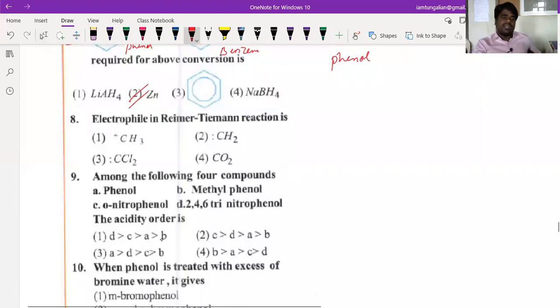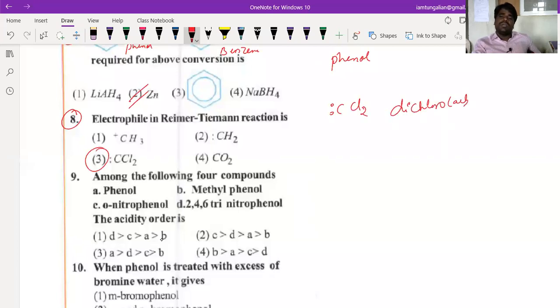See, question number 8, beta: electrophile in Reimer-Tiemann reaction. I already told you what the Reimer-Tiemann reaction is, beta: reaction of phenol with chloroform or carbon tetrachloride. What is the electrophile, beta? This is the electrophile. What is this? Dichlorocarbene. Carbene is the intermediate.